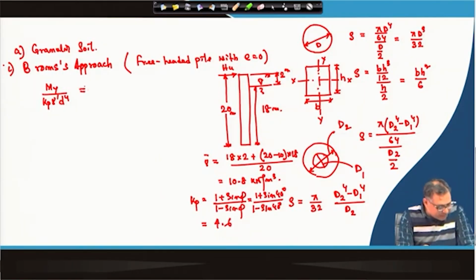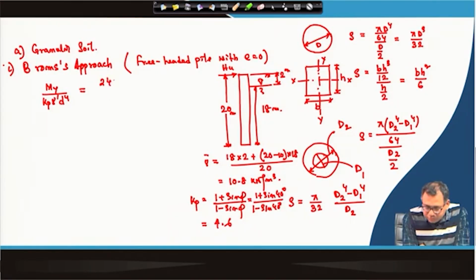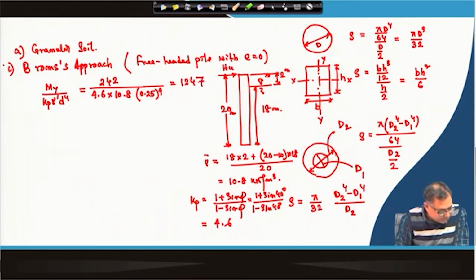So, the yield moment is how much? 242, then Kp is 4.6, unit weight is 10.8, diameter is 0.25 to the power 4. So, this is 1247. Okay.